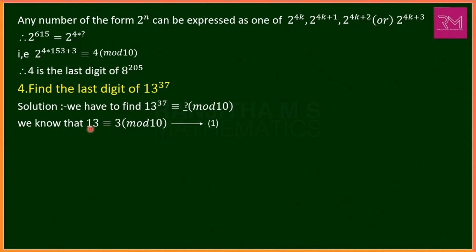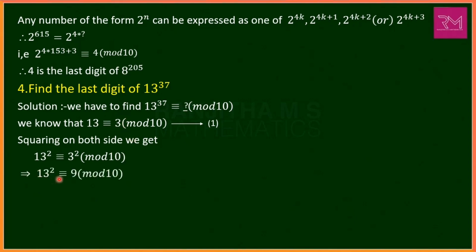Next step, here we have to achieve 13 power 37. In the left hand side we have 13 power 37, so we have to raise some power so that we obtain the value 13 power 37 in the left hand side. For that, first squaring both sides, we get 13 square is congruent to 3 square modulo 10. That is, 13 square is congruent to 3 square, which is 9, modulo 10.